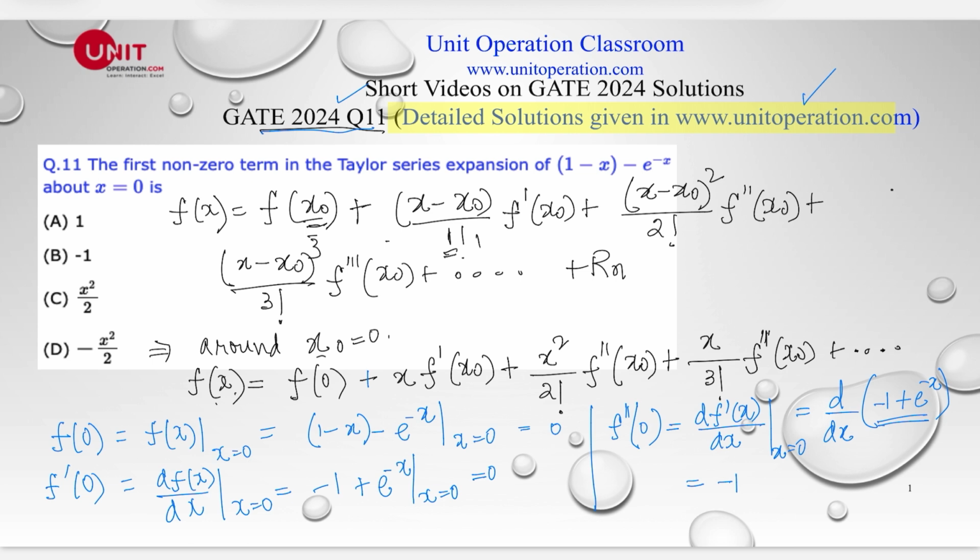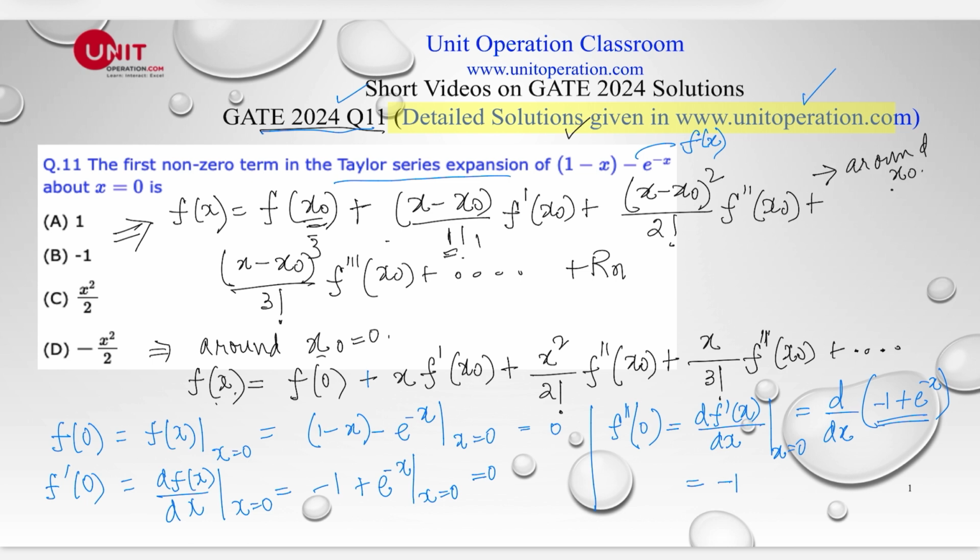The first non-zero term in the Taylor series expansion. So this is my f(x). And the Taylor series expansion, we all know, is given by here, and the references are given in the detailed solution. So this is my Taylor series expansion around x0.